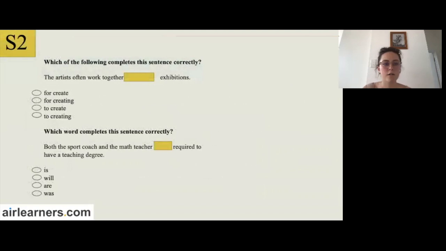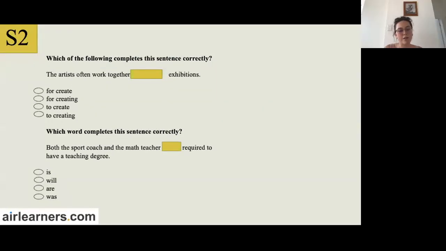So section 2. Which of the following completes this sentence correctly? The artists often work together, blank, exhibitions. I know that substituting in words can sometimes take a long time, but in this circumstance, it's one of the only things we can do.